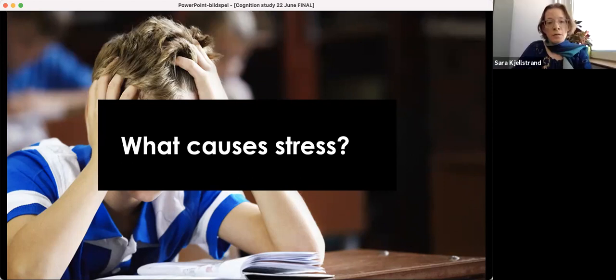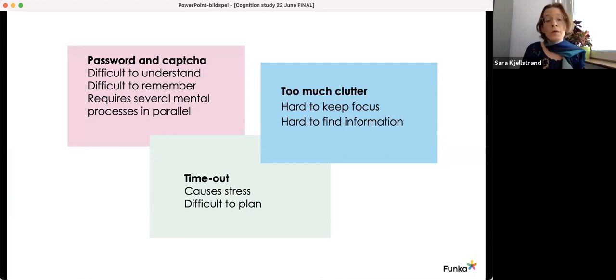So if we go into the detail of what causes this stress, going back to the example of the bank, there is the password and Captcha, and this is really an area where the research is pointing to difficulties for many people, because it's difficult to understand what you are to input, what the expectations are, and the instructions are not very clear, and it's difficult to remember. You have to remember what you are going to do on the website in the first place, and then what your username is, which is sometimes not obvious, and also the password.